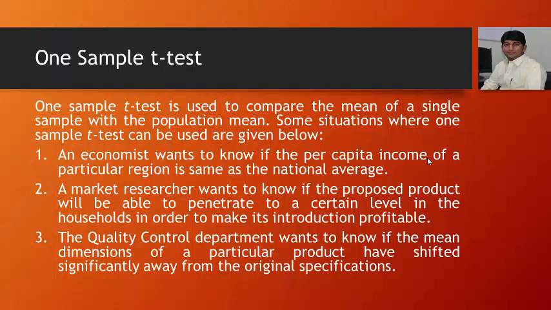One sample t-test is used to compare the mean of a single sample with the population mean. Like, for instance, an economist wants to know if the per capita income of a particular region is the same as the national average. A market researcher wants to know if the proposed product will be able to penetrate to a certain level in the household in order to make its introduction profitable. The quality control department wants to know if the mean dimensions of a particular product have shifted significantly away from the original specifications. In such scenarios, we can use one sample t-test.